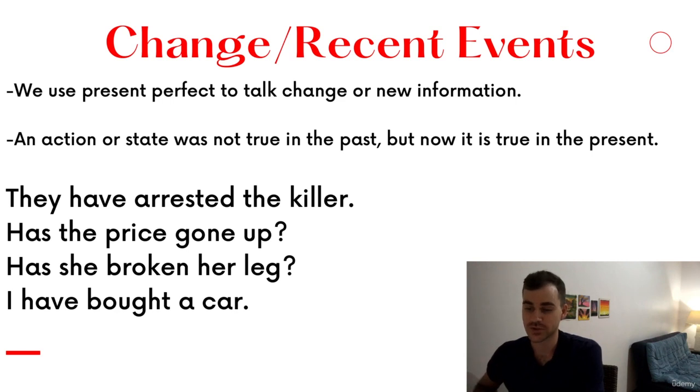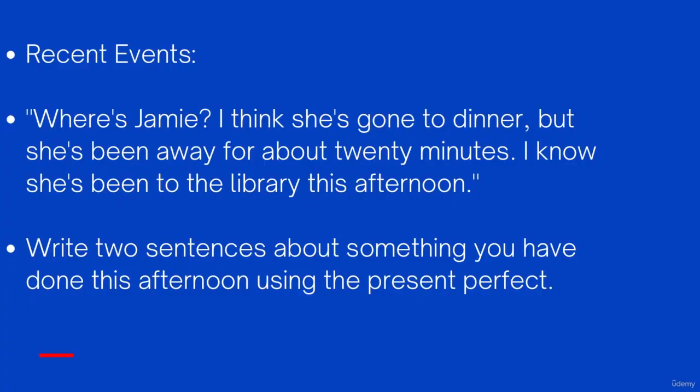Here are some examples. They have arrested the killer. Has the price gone up? Has she broken her leg? I have bought a car. Recent events. Where's Jamie? I think she's gone to dinner, but she's been away for about 20 minutes. I know she's been to the library this afternoon.